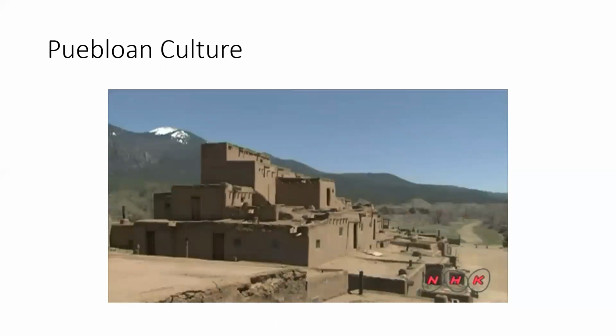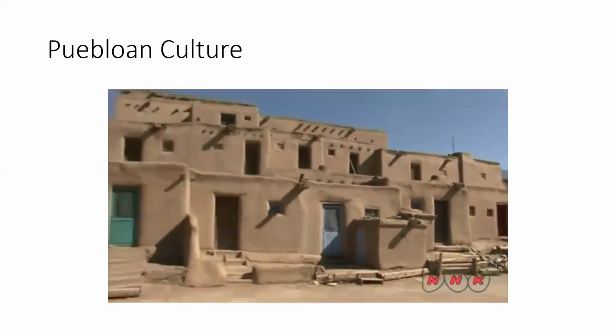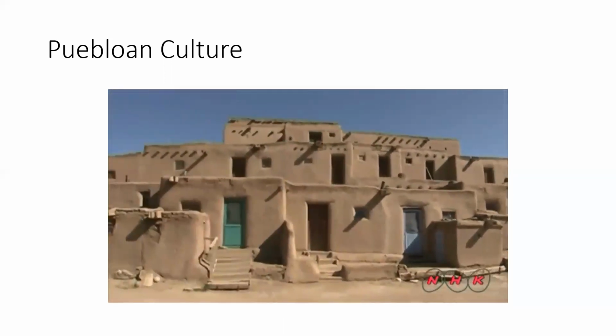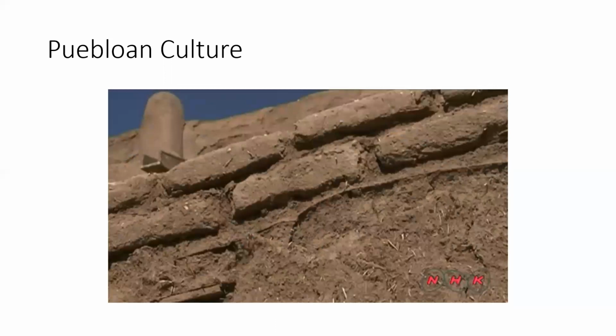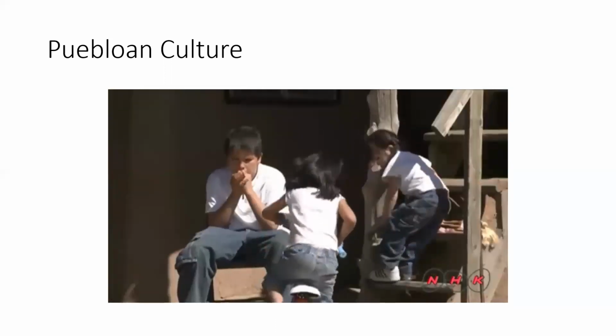Taking a look at the adobe houses, we're taking a look that these were built out of clay from the Rio Grande River. Can you see yourself taking that house down? I don't think so. So as you can tell, sedentary, permanent housing.